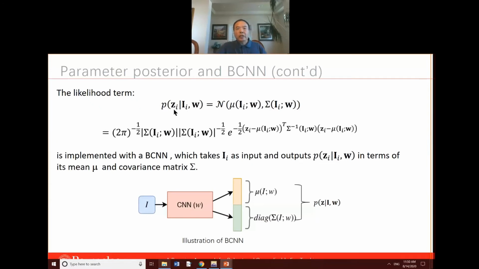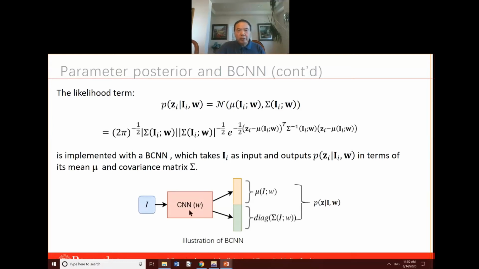So the likelihood here is basically the output of the Bayesian neural network, right? Given the input image, and this is the distribution of the landmarks, and given the parameter of the Bayesian neural network, we want to compute the distribution of the landmarks. And we again assume this distribution follows a Gaussian distribution with the mean and the covariance matrix.